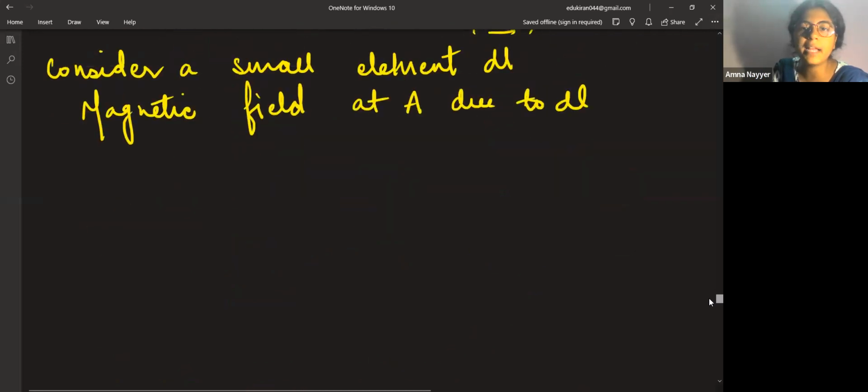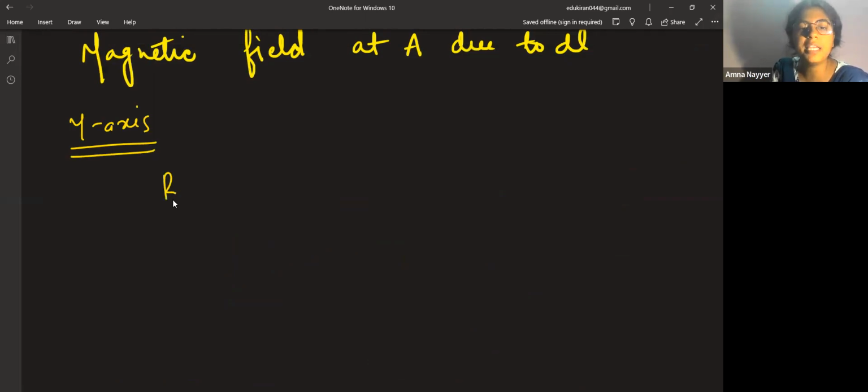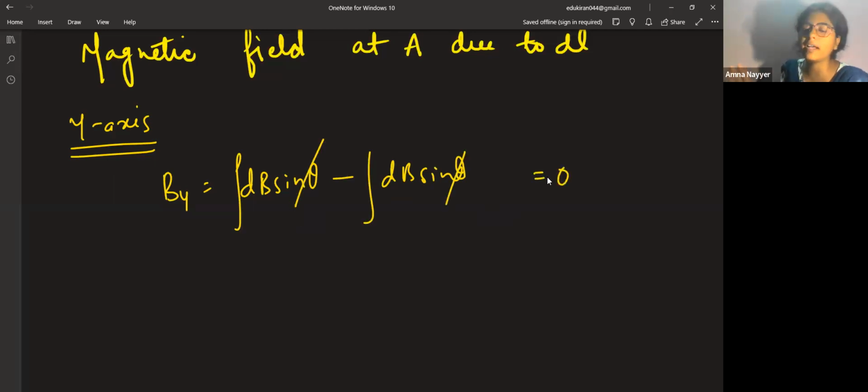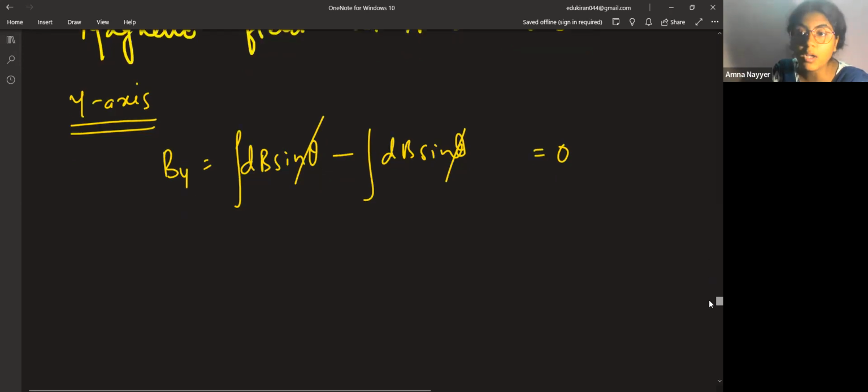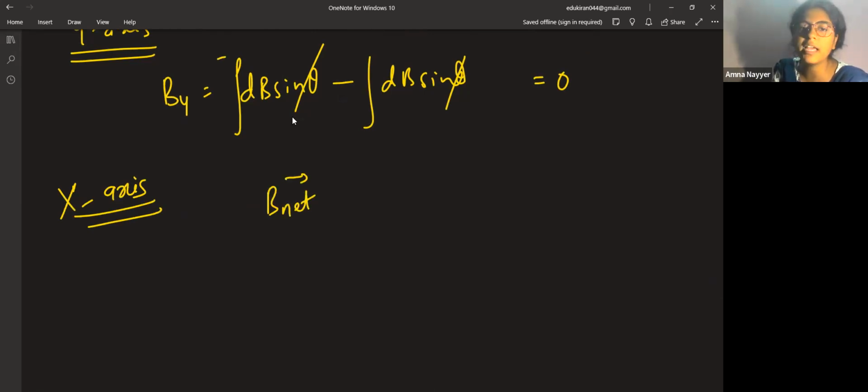Consider a small element dl, magnetic field at A due to dl. For this question, we have to solve it along the y-axis. Along the y-axis, we have dB sine theta minus dB sine theta. Even if you integrate it for all of these, they will be cancelled. Nothing is there along the y-axis because all the diametrically opposite elements will be resolved and all the sine thetas will be in opposite direction. But when we are talking about cos theta, we do have a value along the x-axis. So the net magnetic field, since it is zero because of y, we'll integrate it along Bx.